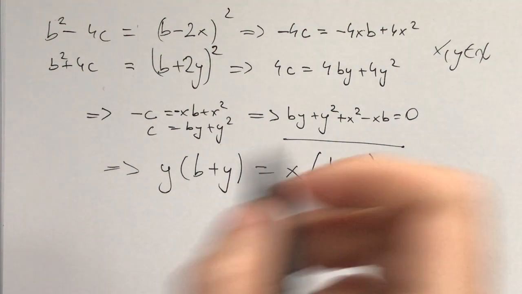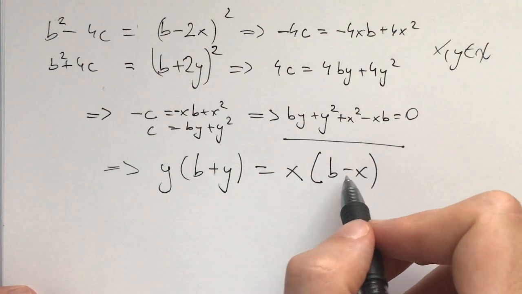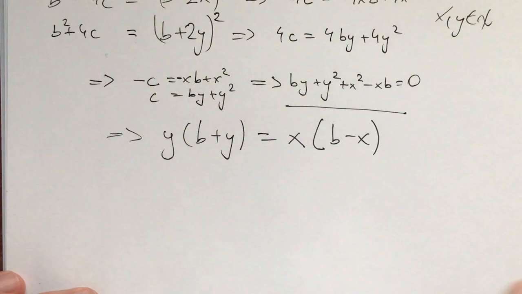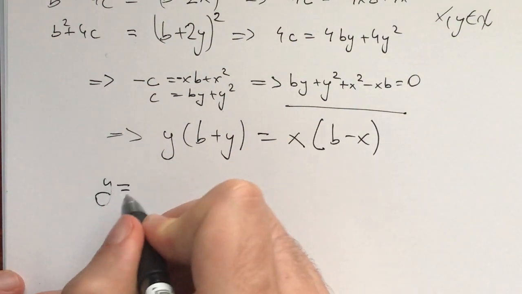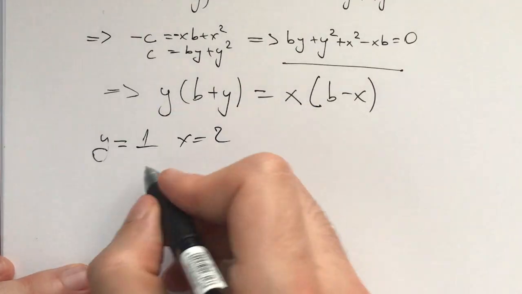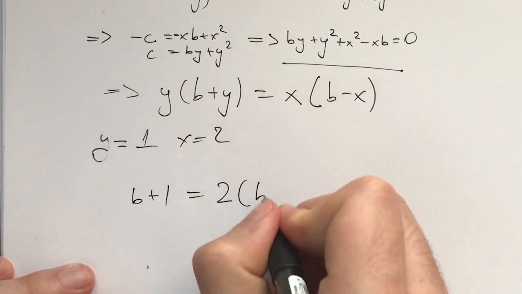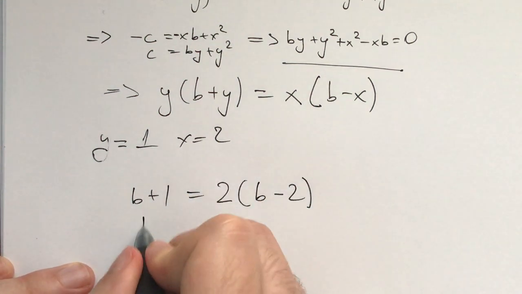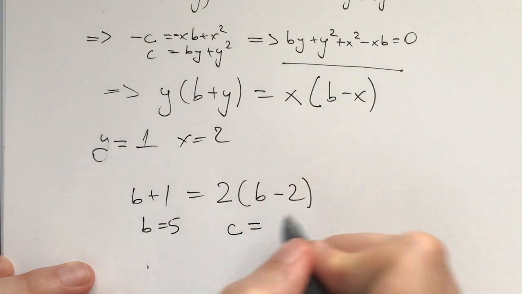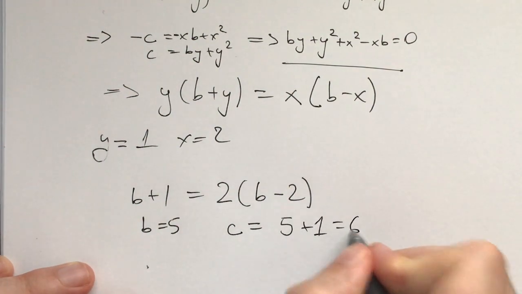Now what do I know about these numbers? I know that y needs to be less than x. It feels like that. So let me try out the first two numbers that come to mind. y is 1, x is 2, and what do we get? We get b plus 1 equals 2 times (b minus 2), i.e. b is equal to 5. And from here, c is equal to y times (b plus y), which is 5 plus 1, which is 6.